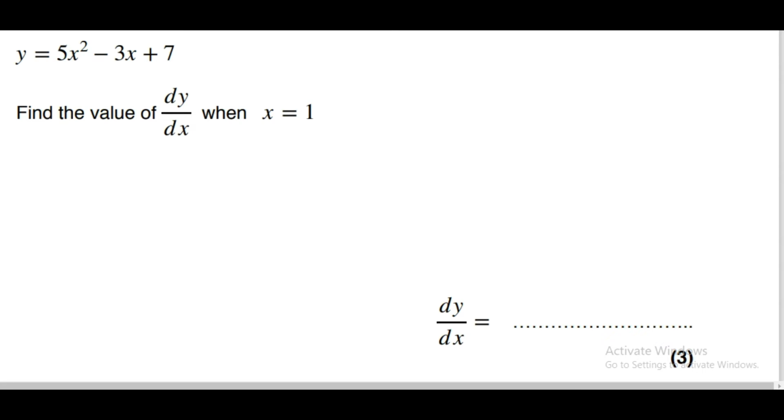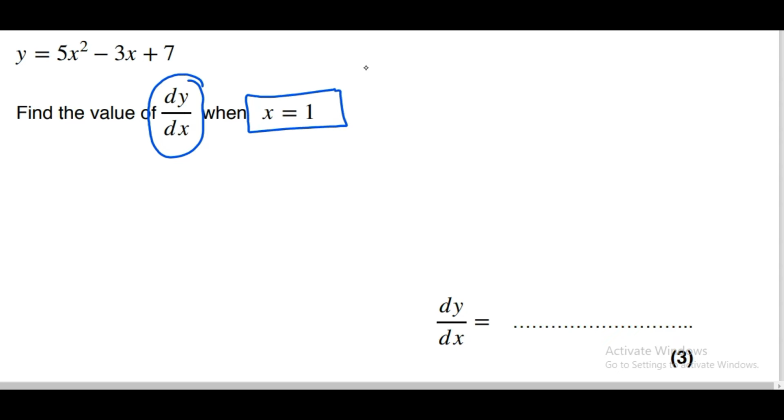First question: y equals 5x to the power of 2 minus 3x plus 7. Find the value of dy by dx when x equals 1. In this question, we have to find the first derivative, and then we have to find the value of the first derivative at x equals 1.